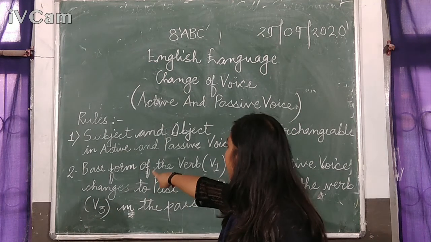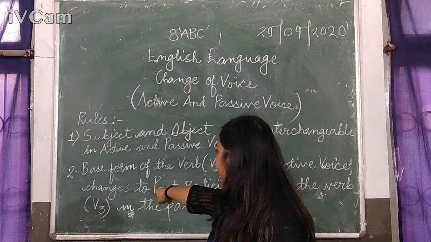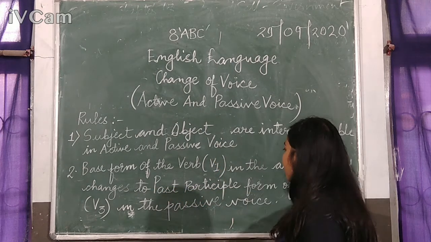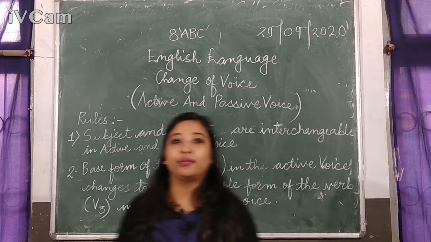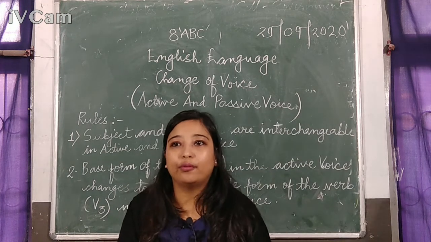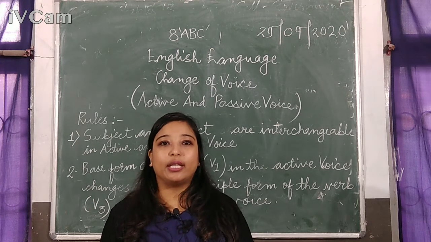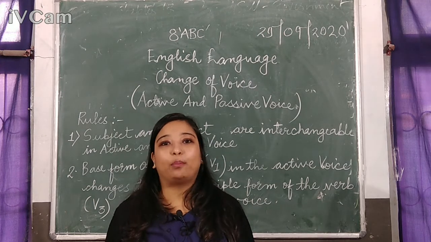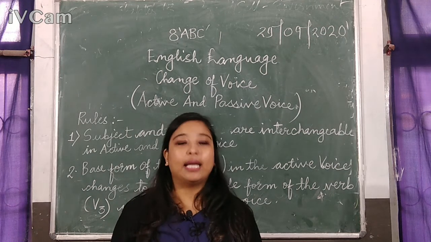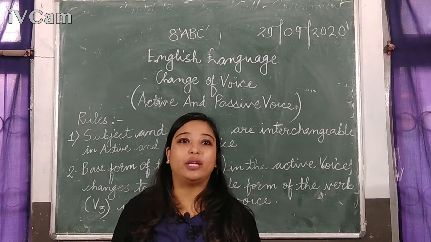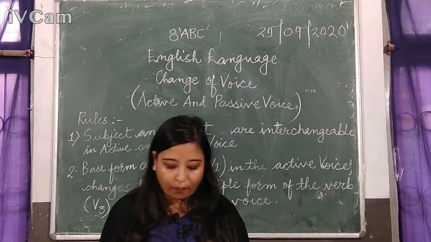Number 2 is base form of the verb in the active voice changes to past participle form of the verb in the passive voice. The base form of the verb means the V1 form, that is read, play, write, changes into the V3 form like played, read, written. So it changes into the V3 form while changing it into the passive voice.